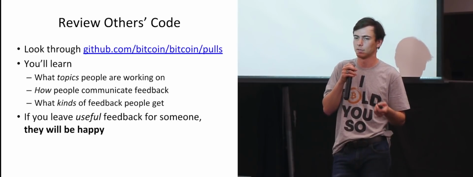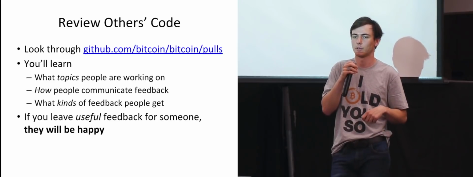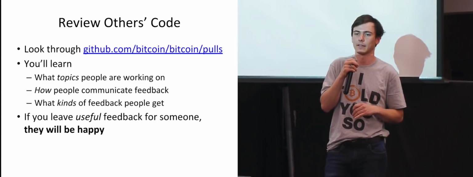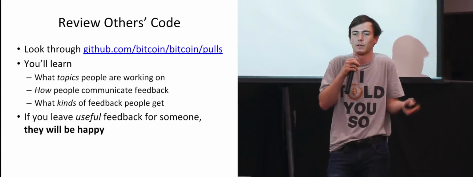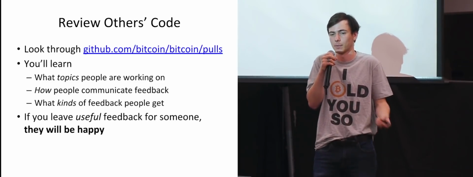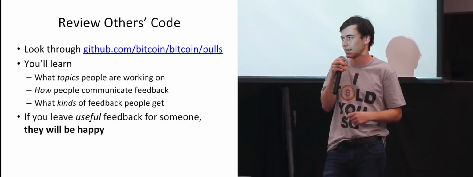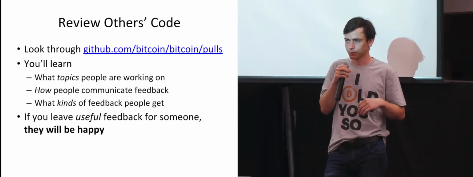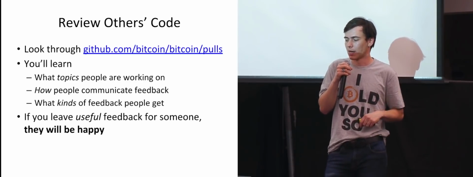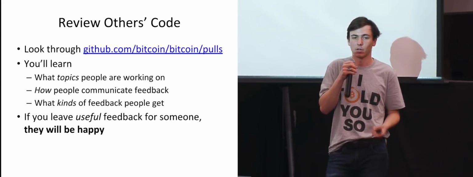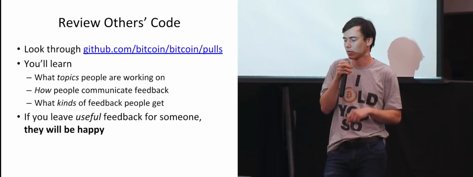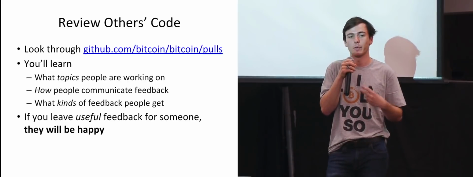So another thing that's really good to do as you start exploring how to be productive is to review other people's code. This is actually one of the things where there are certain people who only review code. They don't really write that much code. They just read what other people have written. It's really important, and it's going to help you get not only an understanding of what is good code, but you're going to learn what topics people are prioritizing right now, because you're going to see what things are currently being worked on. You're going to know how people communicate feedback.